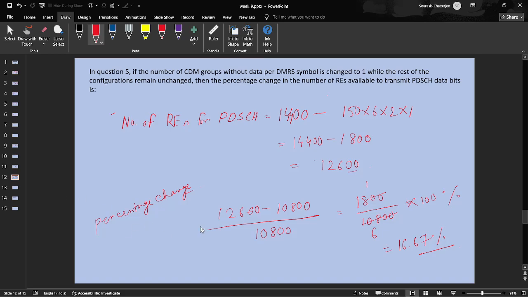Yeah, like CDM groups per, by default it is two, because to have 4 orthogonal ports, we need 2 CDM groups. That is obvious. Yes, true. I'll upload this query at the end of the PDF when I upload it.